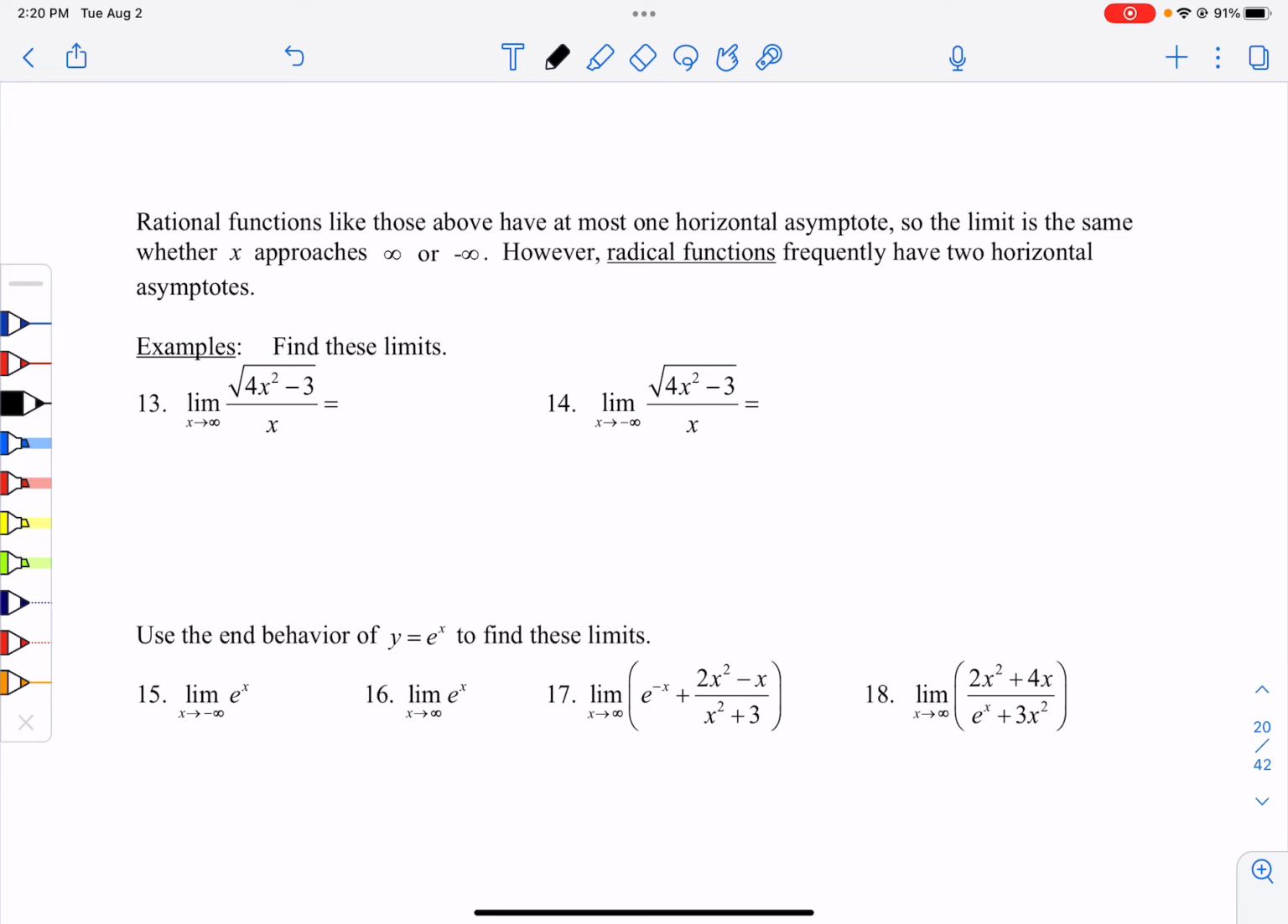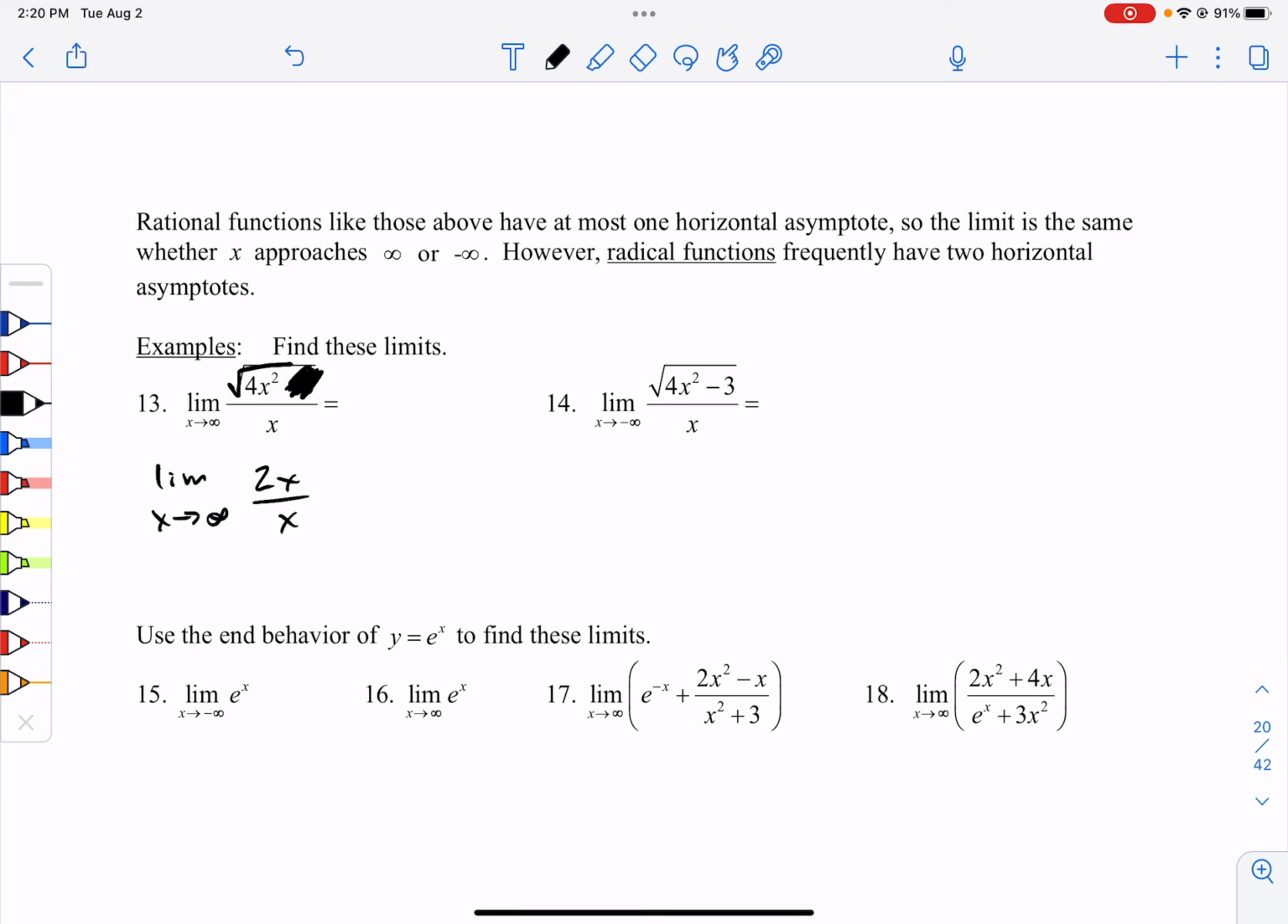This is another cool use of plugging in infinity, because if I look at number 13, x is approaching infinity. So as I plug that in on the top, this minus 3 is going to become so inconsequential, I don't even care, which just leaves me with 4x squared. Well, sorry, the square root of 4x squared. So actually, the square root of 4x squared, that's just 2x on top and x on the bottom.